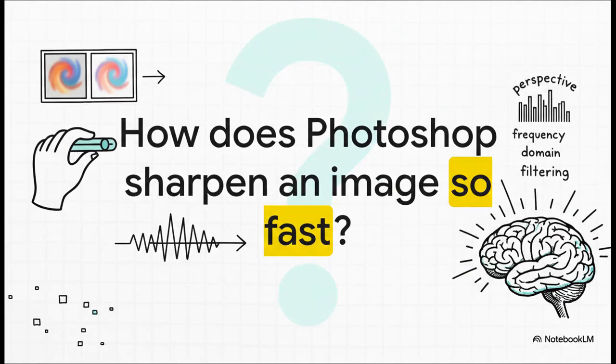So let's just start with that question right there. You've got a slightly soft photo, you drag a slider, and boom, it's crisp and clear. How on earth does a computer do that so fast? I mean, is it really looking at every single one of the millions of pixels and doing some crazy math with all of its neighbors? Well, kinda yes and kinda no. The real secret is learning to look at the image in a completely different way.